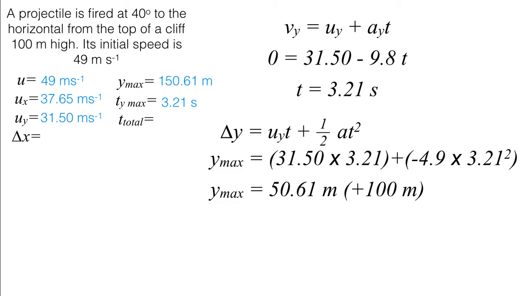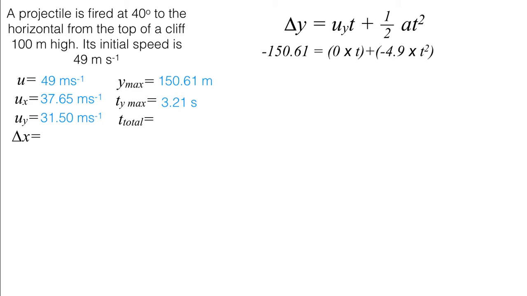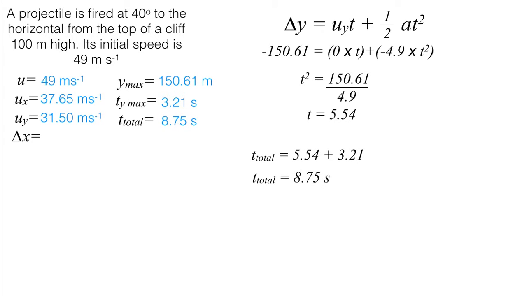Now that we know the height, we can determine how long it will take to fall using the delta y equation, but it needs to be a minus value because it's going in the downward direction. And because at this point the vertical velocity is 0, we can put that in and we'll get a nice neat value of 5.54 seconds. And now we can get a total time value by adding the two together, and we get 8.75 seconds.